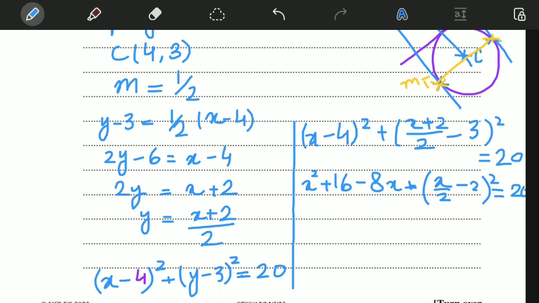Okay, then expand this further. x square plus 16 minus 8x plus x square by 4 plus 4 minus 2ab, so the 2 and 2 will be cancelled out. And we will be having 2x, okay, and minus 20 equals to 0.